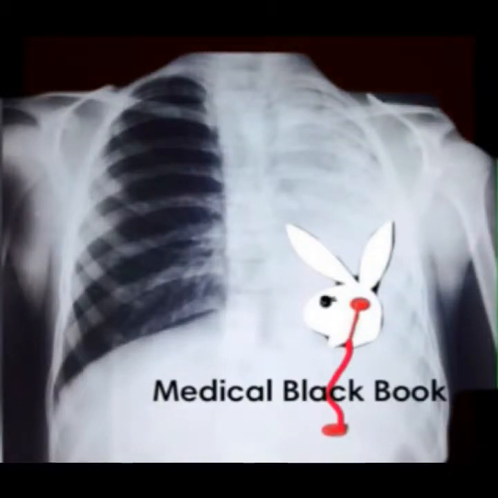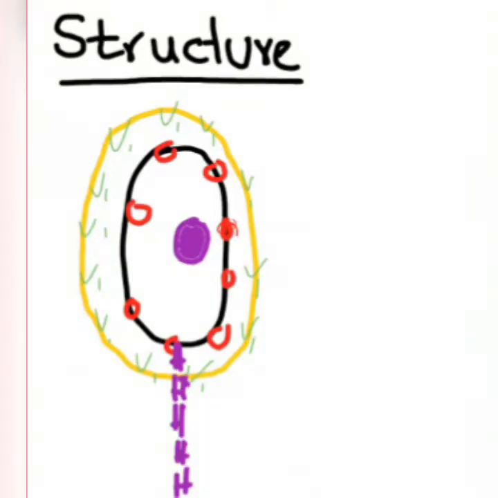Bismillahirrahmanirrahim. Our topic for today is a gram-negative rod. So we know all gram-negative rods are pink upon gram stain.